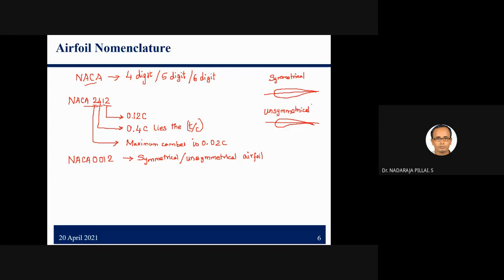Right? Now tell me, is NACA 0012 a symmetrical airfoil or an unsymmetrical airfoil? Symmetrical. How is it symmetrical? In a symmetrical airfoil, the mean camber is 0 because it coincides with the chord. So this has a thickness of 0.12 C, but the maximum camber is 0. There is no camber, right? And the location of the maximum camber is 0. So this is a symmetrical airfoil.